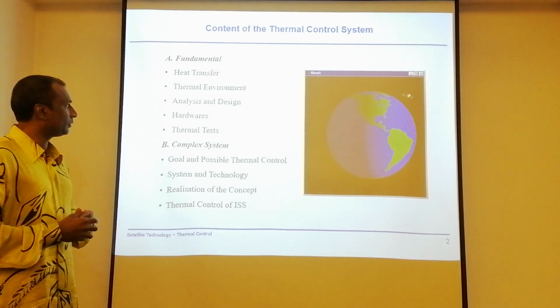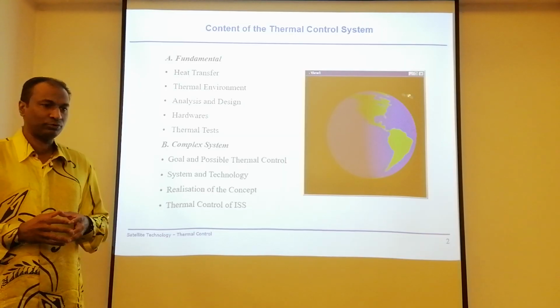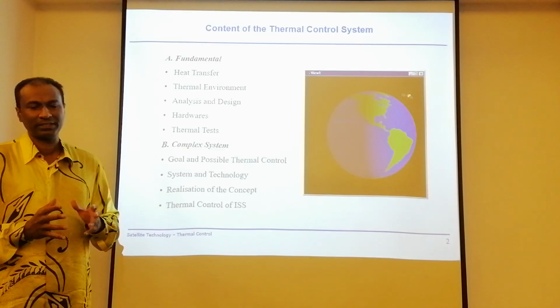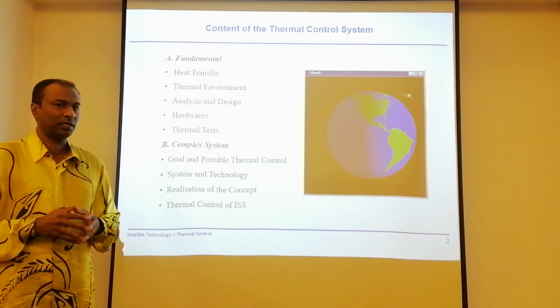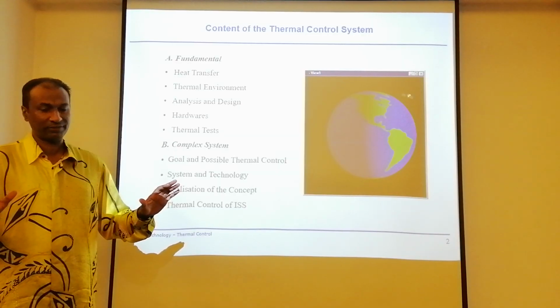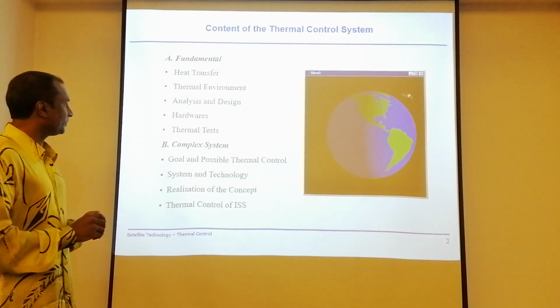Then there is also hardware involved. I'm going to expose you to very typical hardware. In fact, I'm going to show you the hardware which is available for space application, and I'm also going to indicate what kind of devices or hardware we use for satellites and other spacecraft.